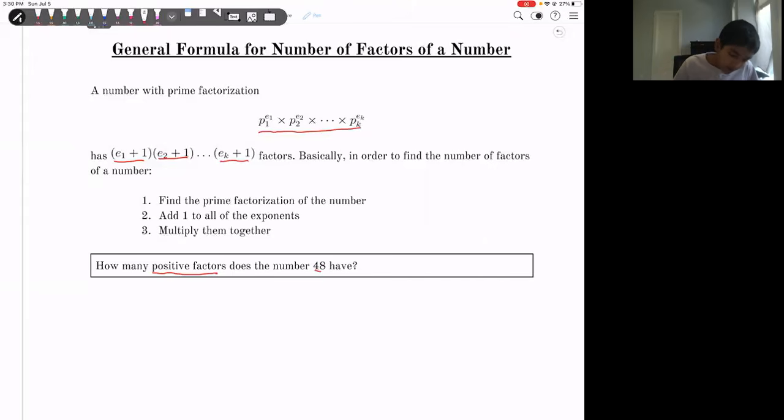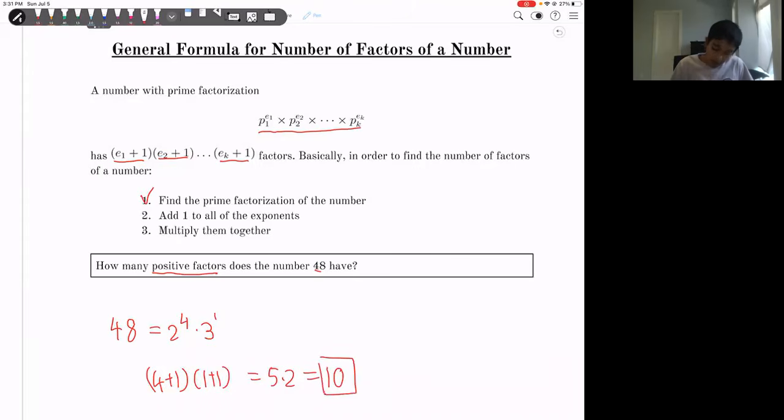So what's the prime factorization of 48? 48 is equal to 2 to the 4 times 3. So now we've completed step number 1. Now let's look at step number 2. Add 1 to all the exponents. So the exponent of 2 is 4, so 4 plus 1. And the exponent of 3 is 1, so 1 plus 1. And this is equal to 5 times 2, which is 10. So 10 is our answer. And of course, that would have been a lot harder if you just listed them all out.